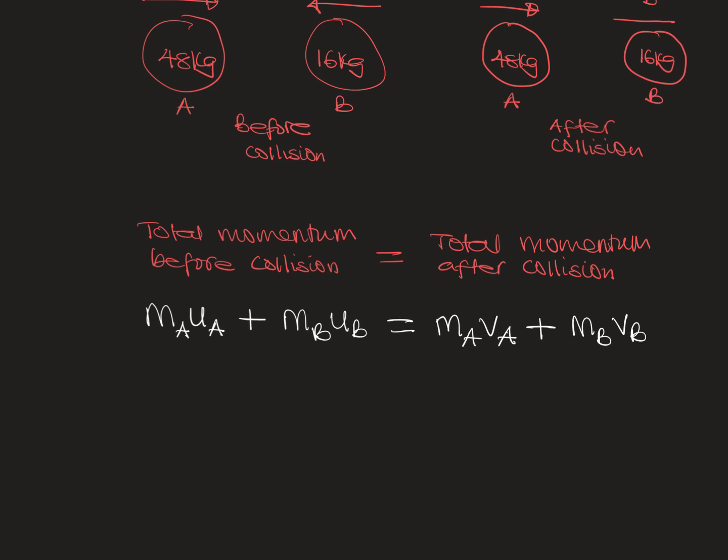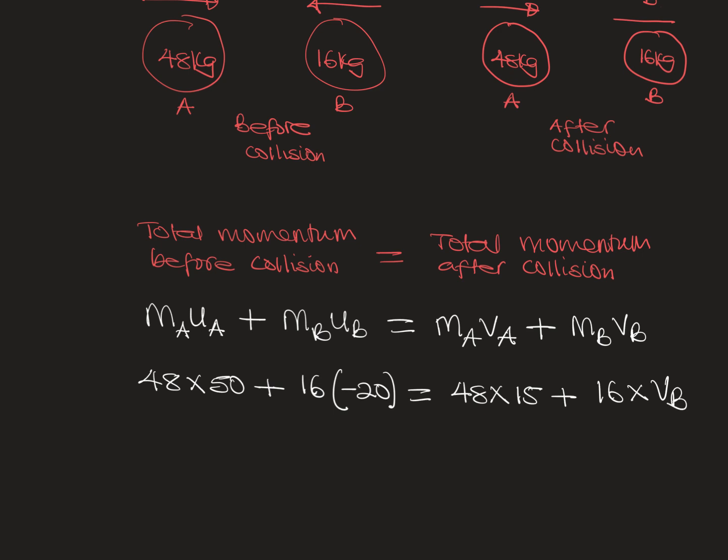So if we substitute the values, mass of A is 48 kilograms multiplied by its initial velocity, which is 50, plus the mass of B is 16, multiplied by the velocity of B. It was in the negative direction, so it will be negative 20. This is equal to the mass of A, 48, multiplied by 15, plus the mass of B, 16, multiplied by the final velocity of B.